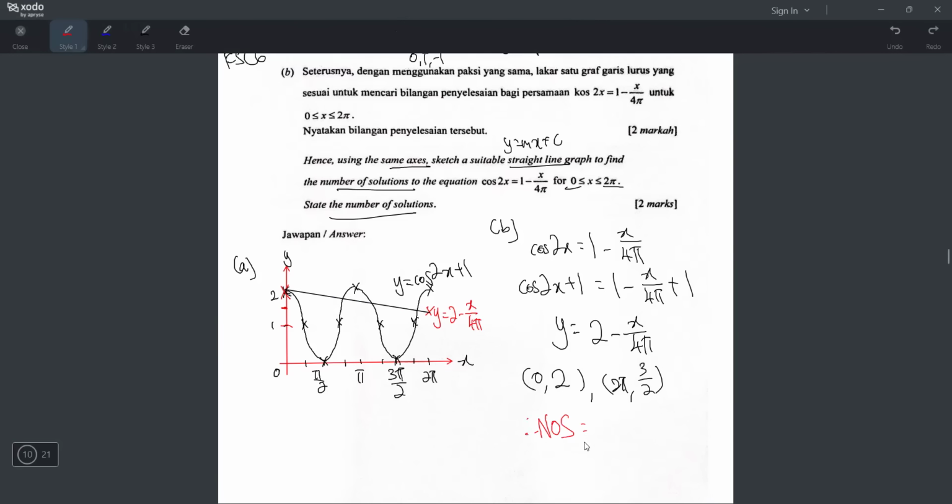Okay, now we can find our number of solutions. So the number of solutions would be the number of intersection points. How many times does it intersect? So 1, 2, 3, 4. Okay, and you know why this one counts as 4? Because you remember the cos graph just now, it starts at 0, 2, right? And the straight line also starts at 0, 2. It means they both start at the same point. So definitely here they will touch once, because they start at the same point, right? That's why it's 1, 2, 3, 4. So the number of solutions is 4. Yeah, the number of intersections is 4. So the number of solutions is 4.